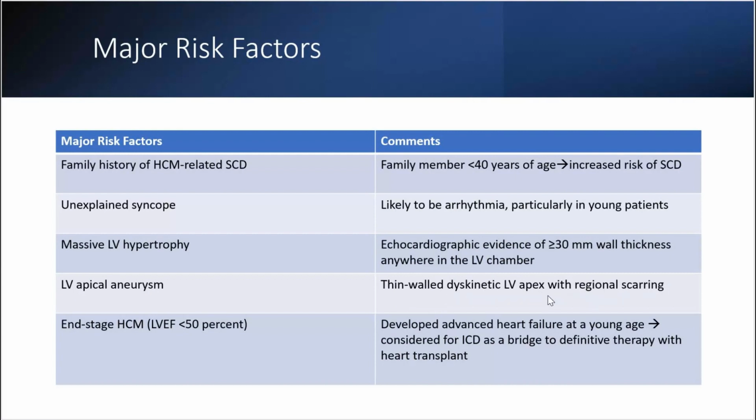with regional scarring, increased risk for VT or VF. If the patient has end-stage hypertrophic cardiomyopathy with an EF of less than 50%, these patients often develop advanced heart failure at a young age, and considering an ICD as a bridge to definitive therapy with a heart transplant.